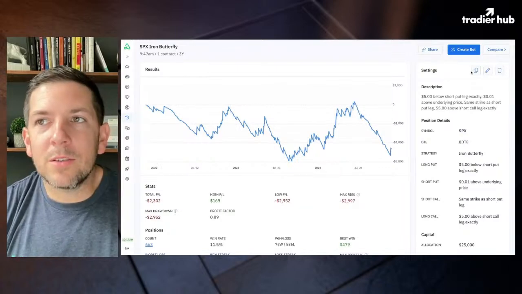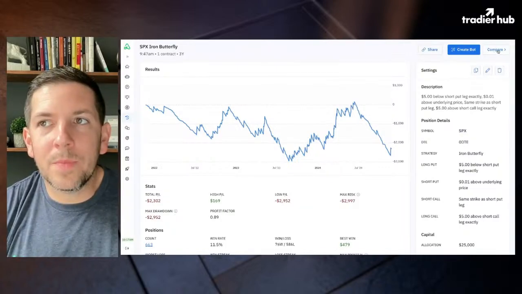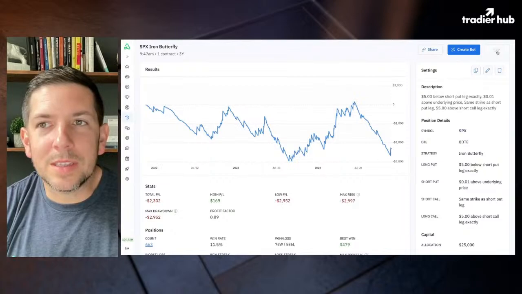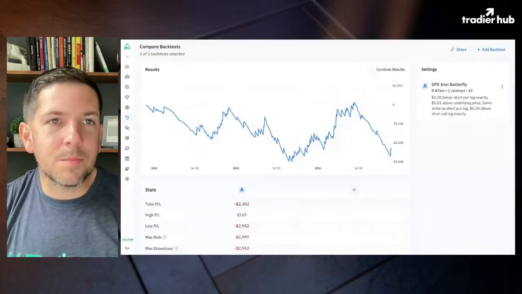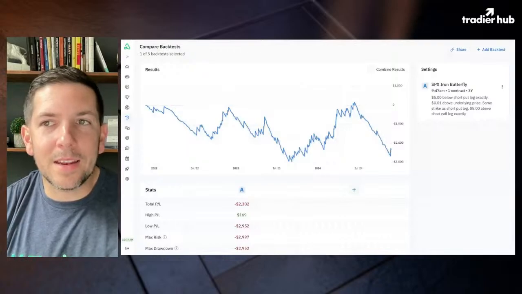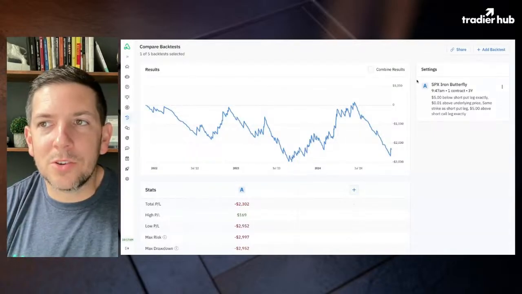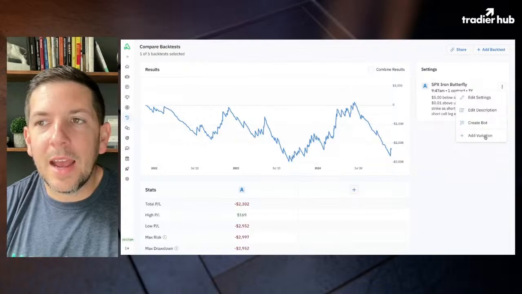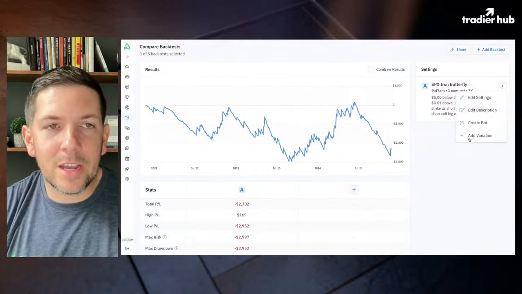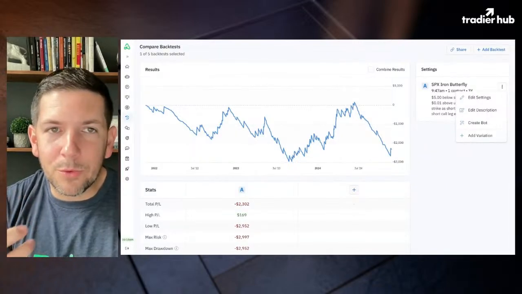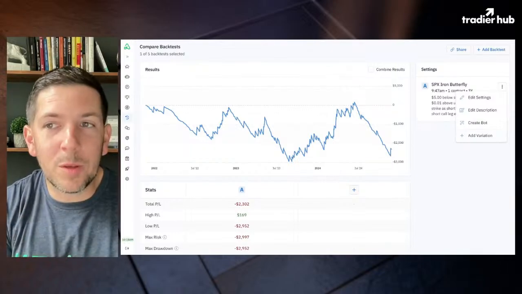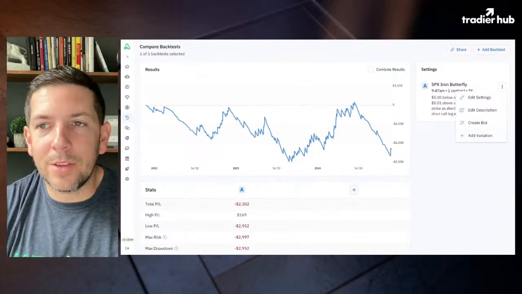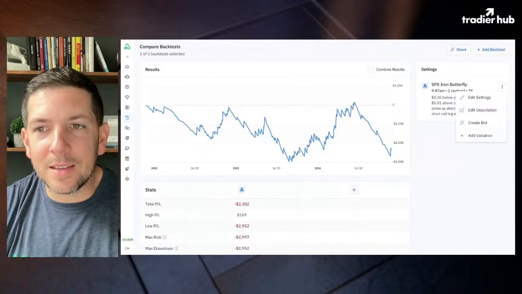So what we're going to do now is go up here to the compare button and add some comparisons. This immediately gets you into a different view where you're starting to add and compare different strategies. I'm going to take this strategy here, click on the little three dots on the right side, and go down to add a variation. What this does is bring up the exact same setup that you already put together. So you don't have to re-input everything. Everything is in here exactly the same.